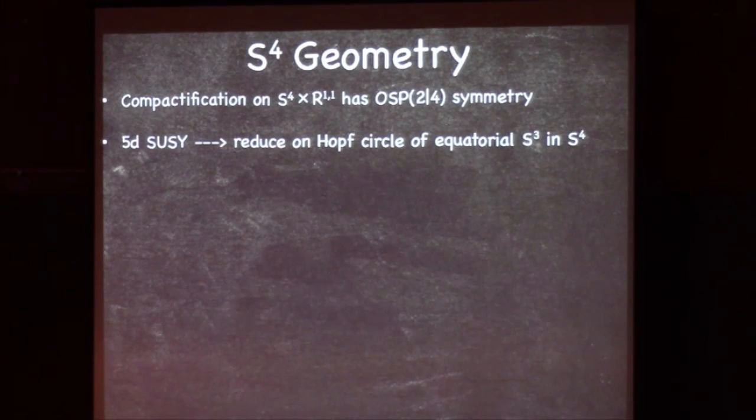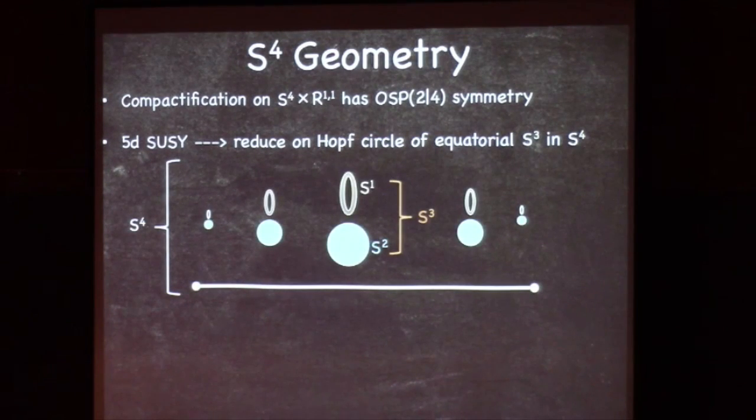So pictorially, that means we have to think of the 4-sphere as follows. We'll find an equatorial 3-sphere. So this 3-sphere here that I'm drawing is the equator of the 4-sphere. And we'll view it as a Hopf fibration, so S1 fibered over S2. And then we obtain the 4-sphere by having the 3-sphere vary along an interval and shrink at the north and south poles. So we're going to want to reduce from 6 dimensions to 5 dimensions along this S1 that I've highlighted here.